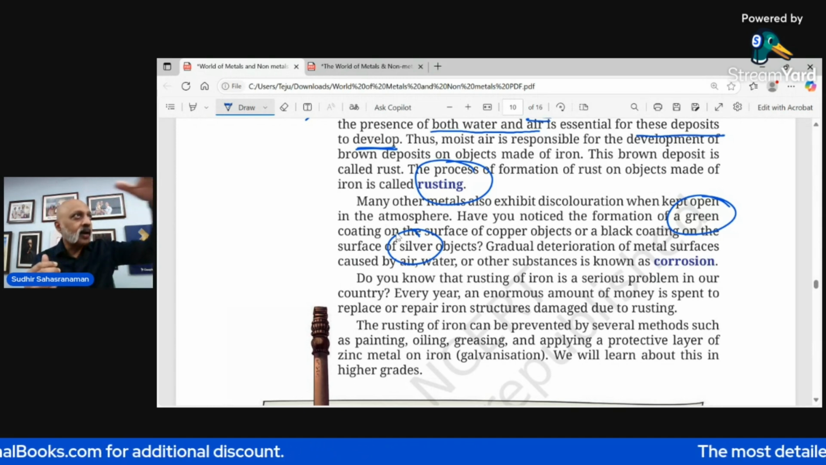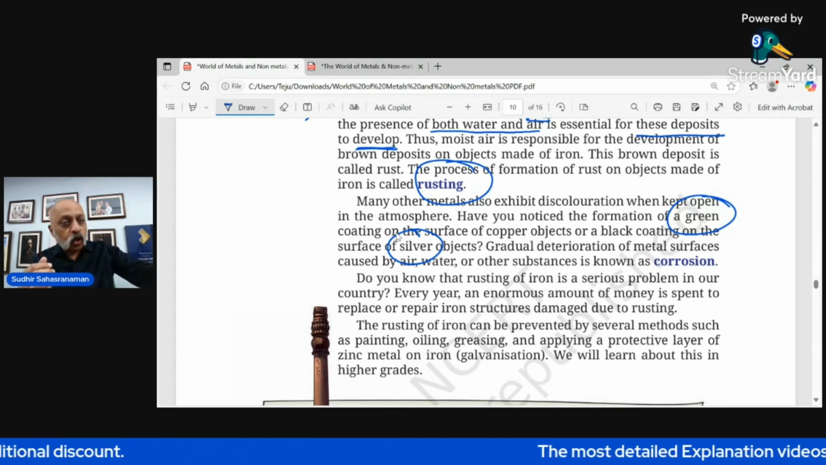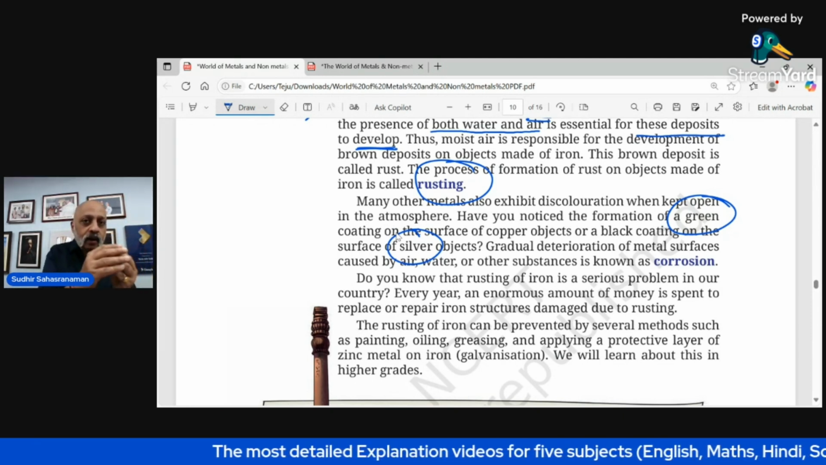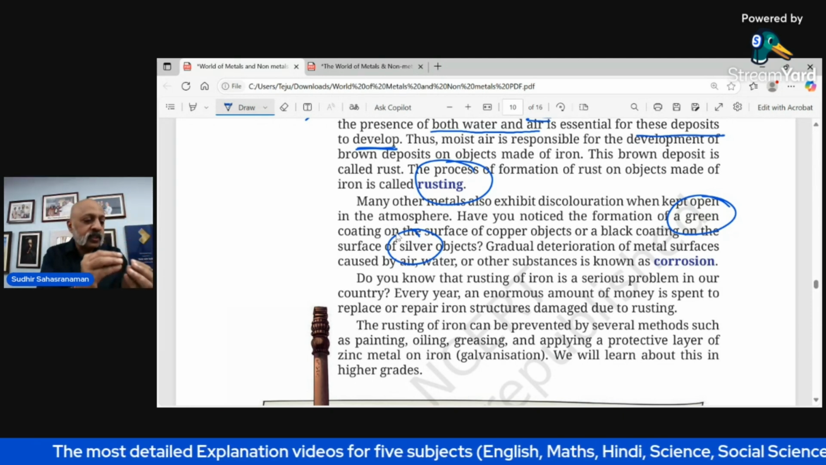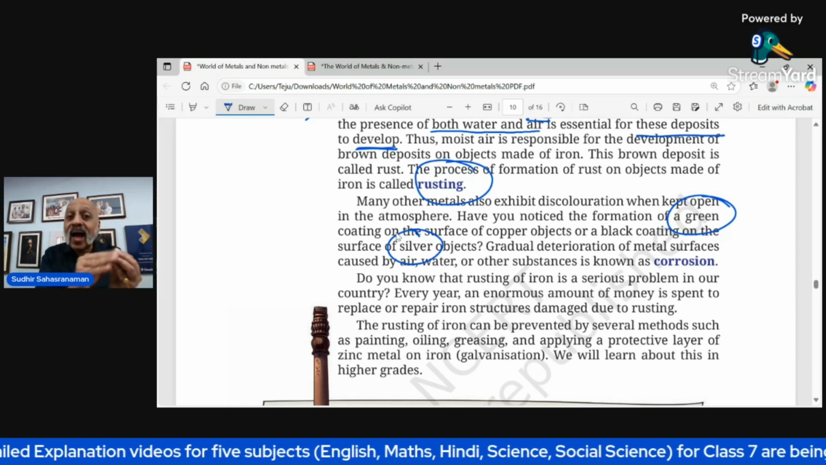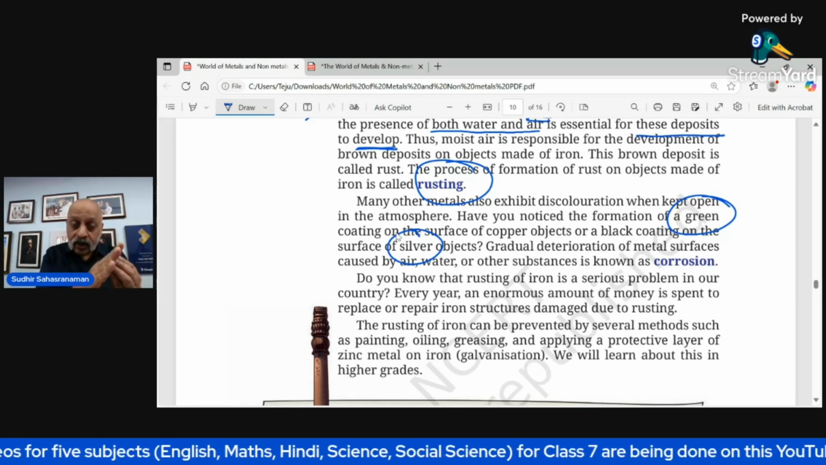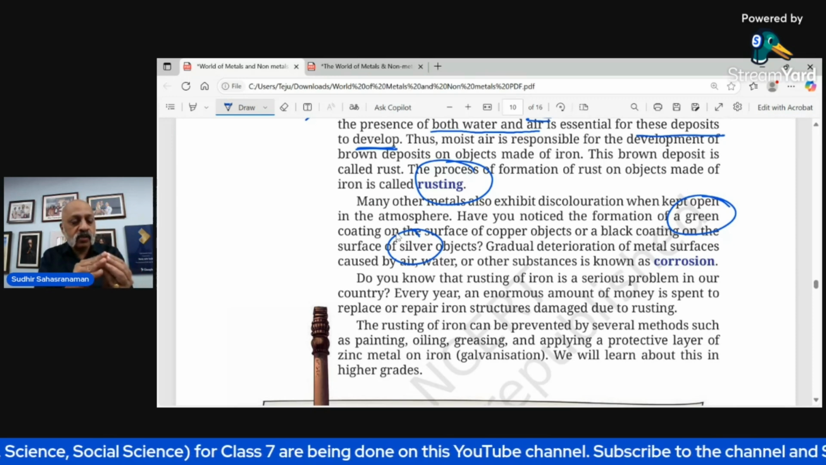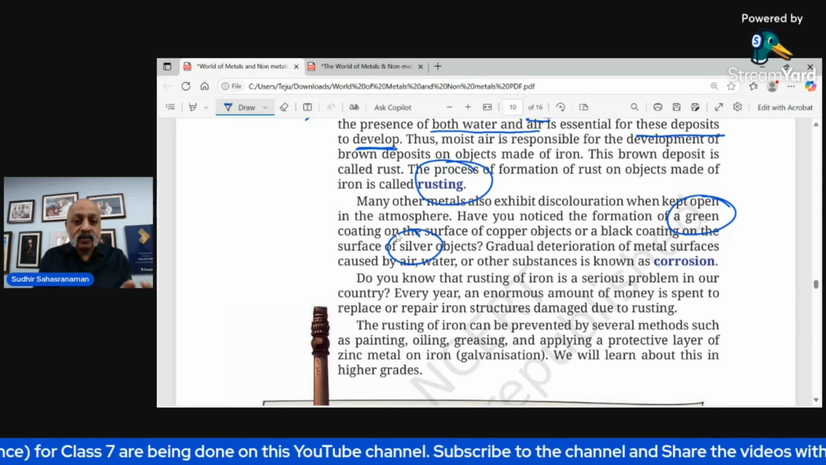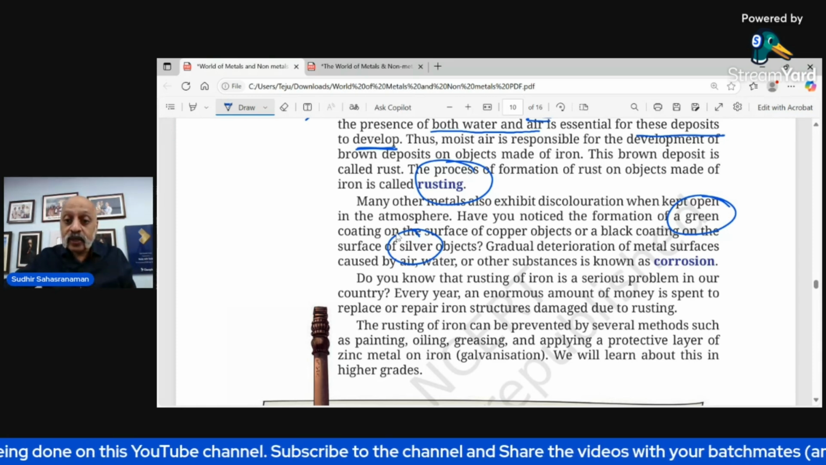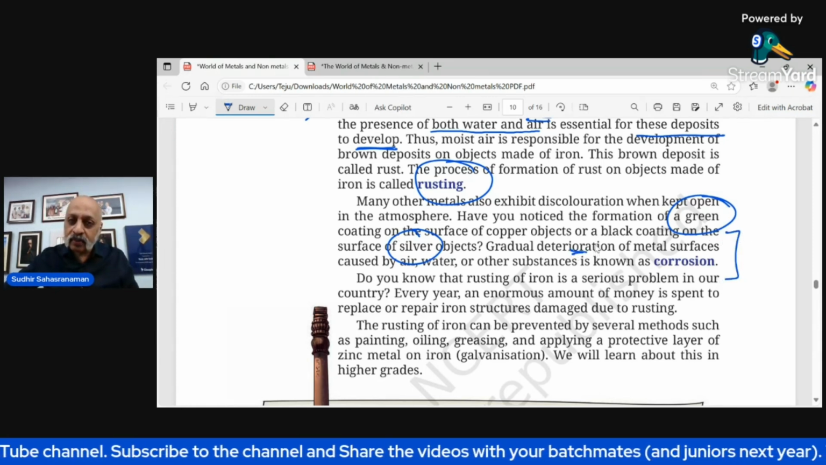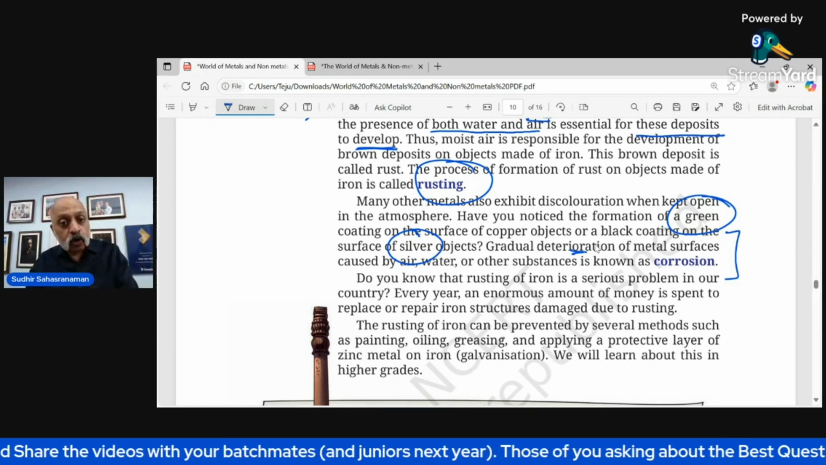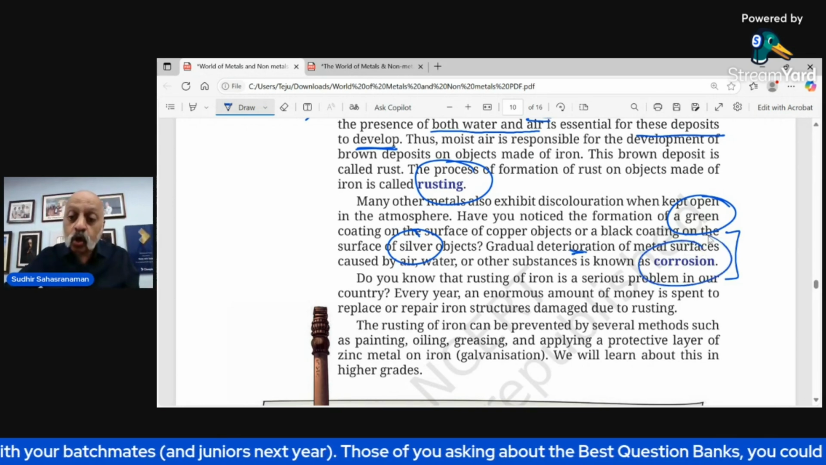If it is raining outside, the air inside the house also will be a little humid. So you will see that the silver color lamp that you put in your puja room, etc., will start developing a black color on it. For that, you use ash, etc., to clean it. Then it becomes clean. But otherwise, there is a black color thing. So this is because of the gradual deterioration, deterioration means it is going down in quality, of the metal surface because of air, because of water or other substances, and this is called corrosion.